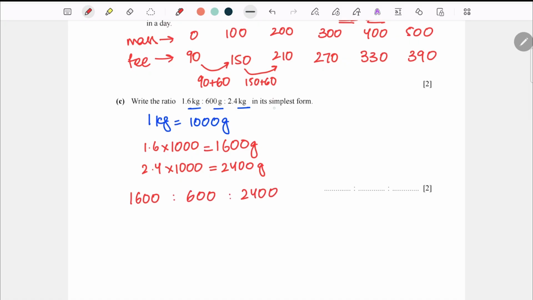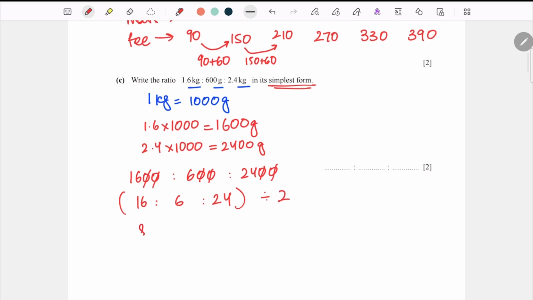Now you have to express it in the simplest form. So all the zeros will cancel out. And 16, 6 and 24. All these three are divisible by 2. So we'll be dividing them by 2. 2 times 8 is 16. 2 times 3 is 6. And 2 times 12 is 24. This cannot be further divided. So this will be our final answer.